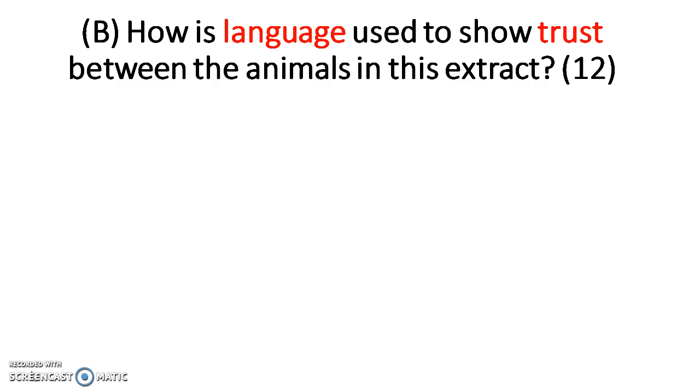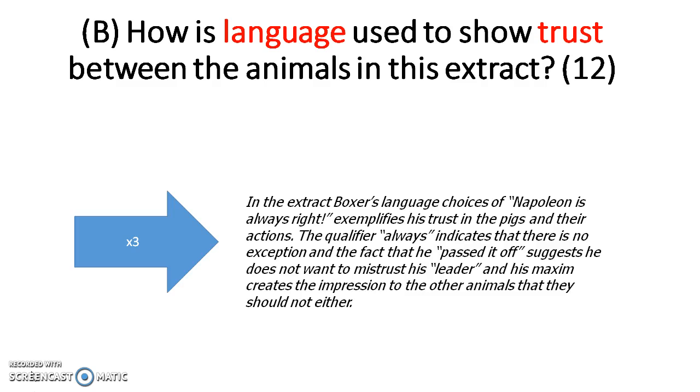I'll introduce my first point like this, ensuring that I refer to the key question words in my response, which here are trust, presented, language, and Orwell as the writer. So, in the extract, Boxer's language choices of "Napoleon is always right" exemplifies his trust in the pigs and their actions. The qualifier "always" indicates that there is no exception, and the fact that he passed it off suggests he does not want to mistrust his leader, and his maxim creates the impression to the other animals that they should not either.